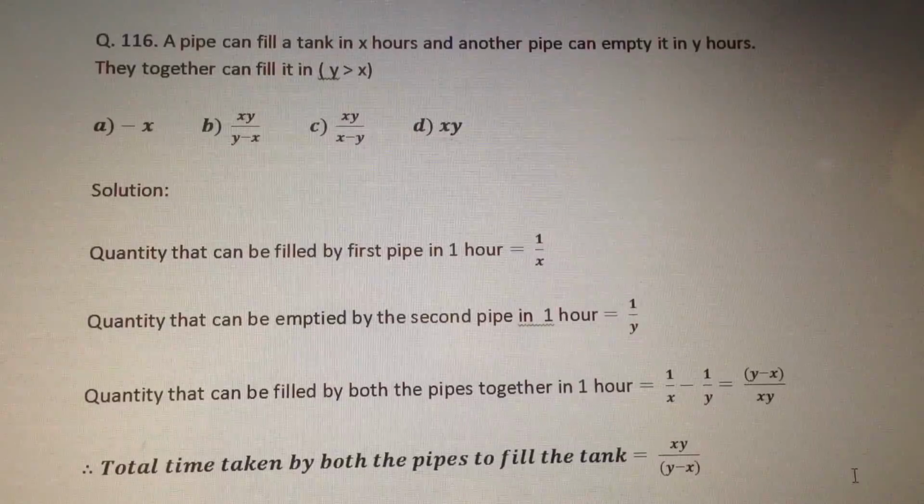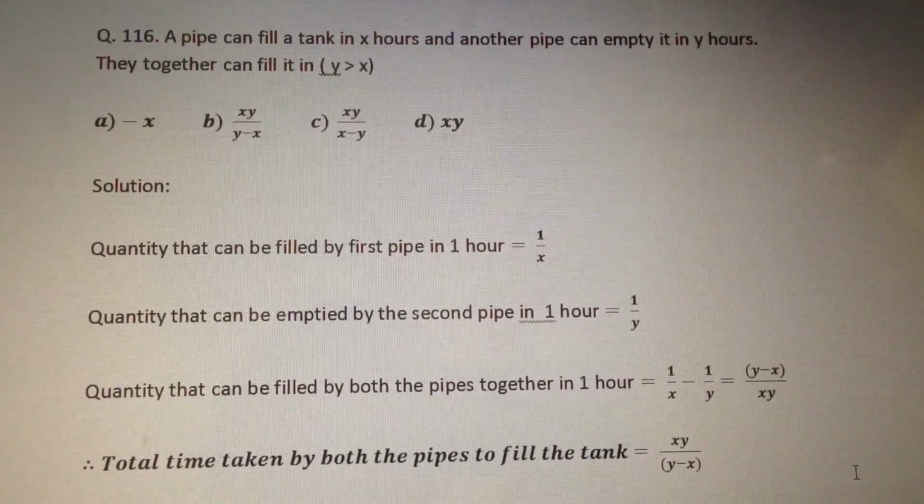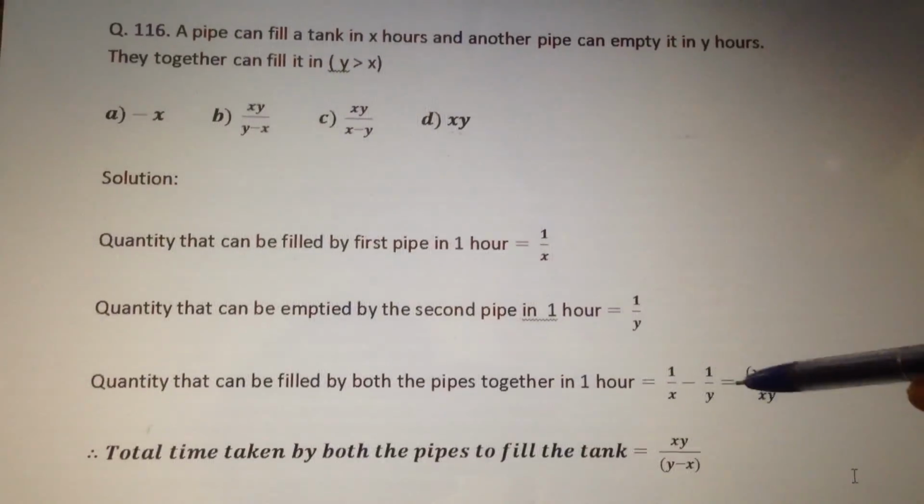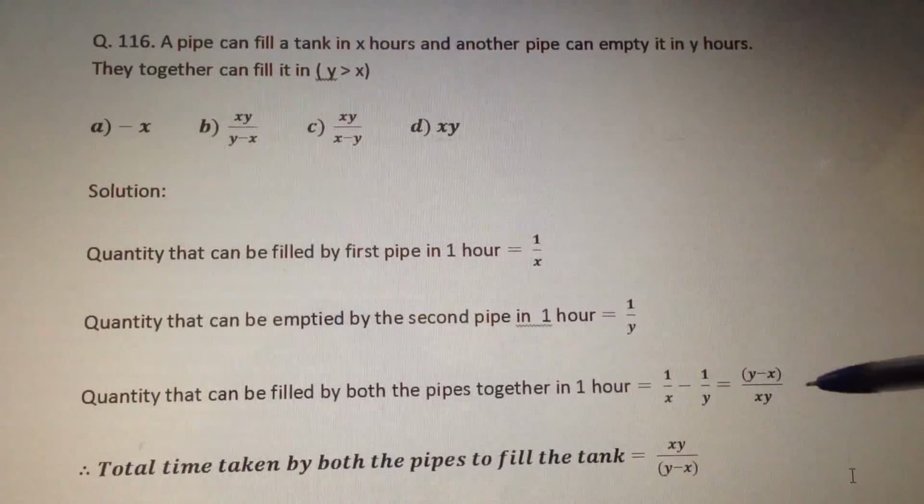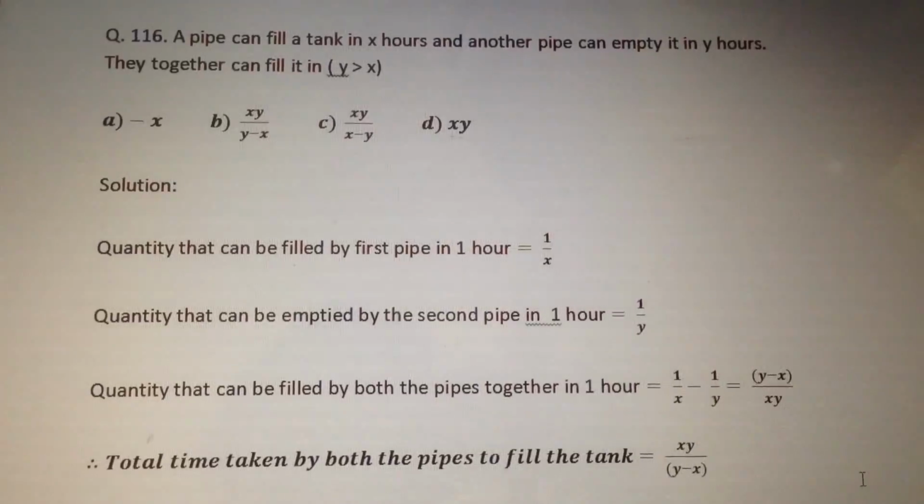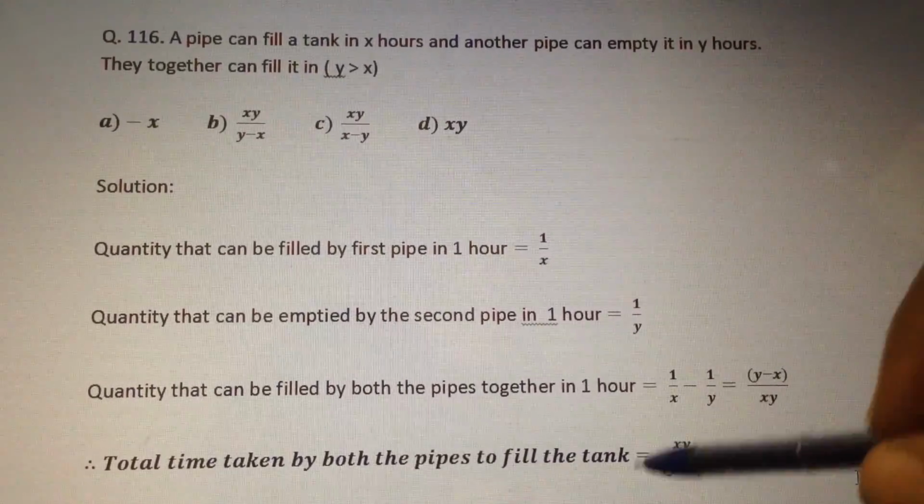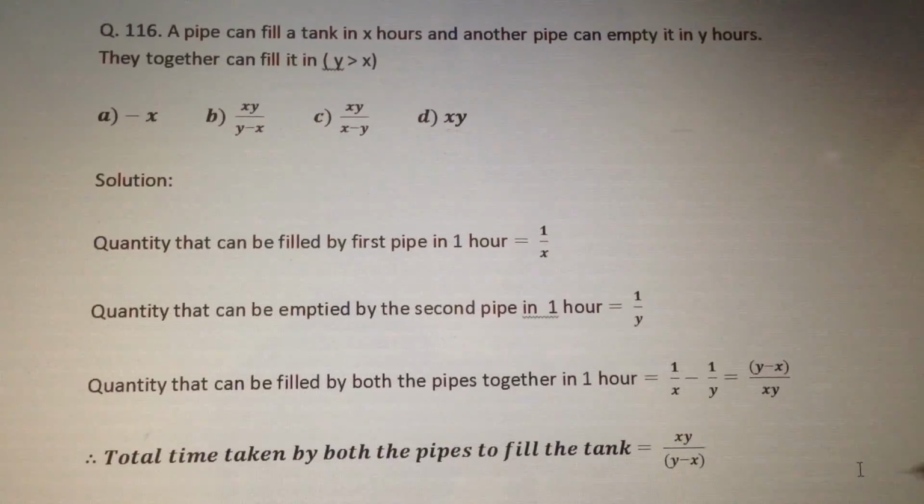Therefore, the quantity that can be filled by both the pipes working together in 1 hour is equal to 1 by X minus 1 by Y, which is equal to Y minus X by XY. Therefore, total time taken by both the pipes to fill the tank is equal to XY by Y minus X.